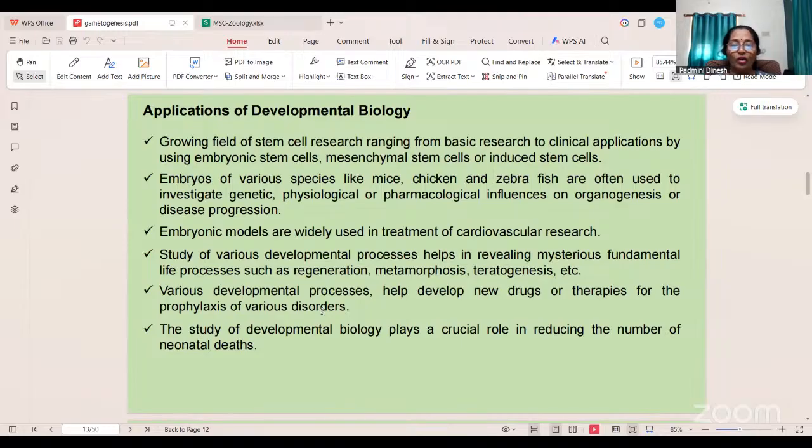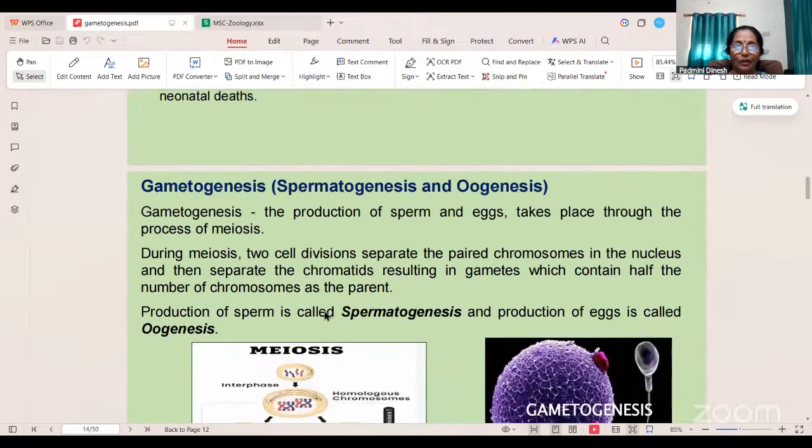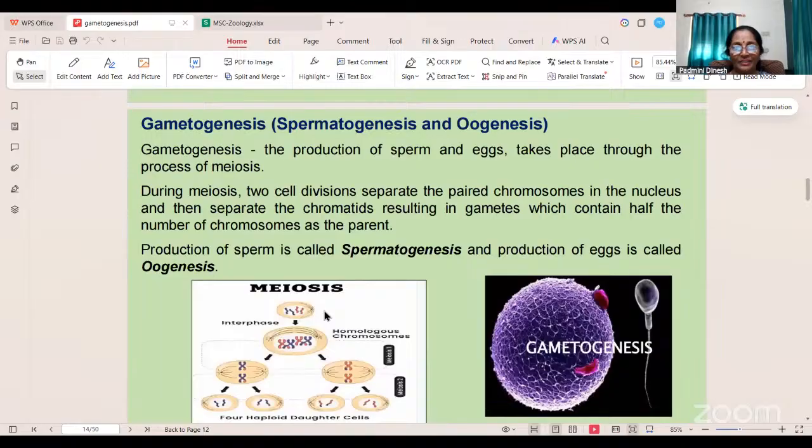So for that, we are going to talk about that one by one in detail over here. Now coming to gametogenesis. Under gametogenesis, genesis is to give birth to gametes. How the gametes are produced is called gametogenesis. Under this, we are talking about spermatogenesis and oogenesis, production of sperm cell, production of ovum or matured egg.